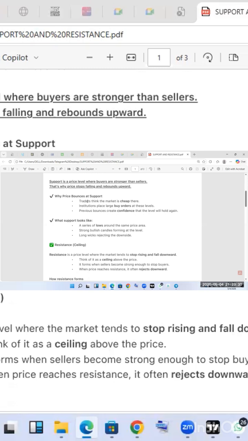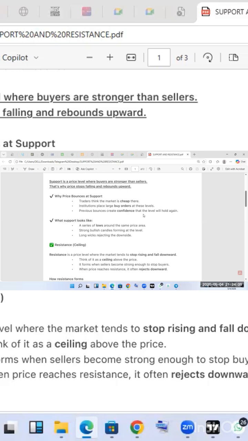I think I've explained the first two. Previous bounces create confidence that the level will hold again. So how do you determine that this support will not be broken? When you are trading, there are some key notes you need to know, like the key support zone. If price has bounced back at that particular zone several times, not just once or twice. If you check your chart and price has reacted like 4 or 5 times, the moment price goes to this point, it always reacts, always bounces back.